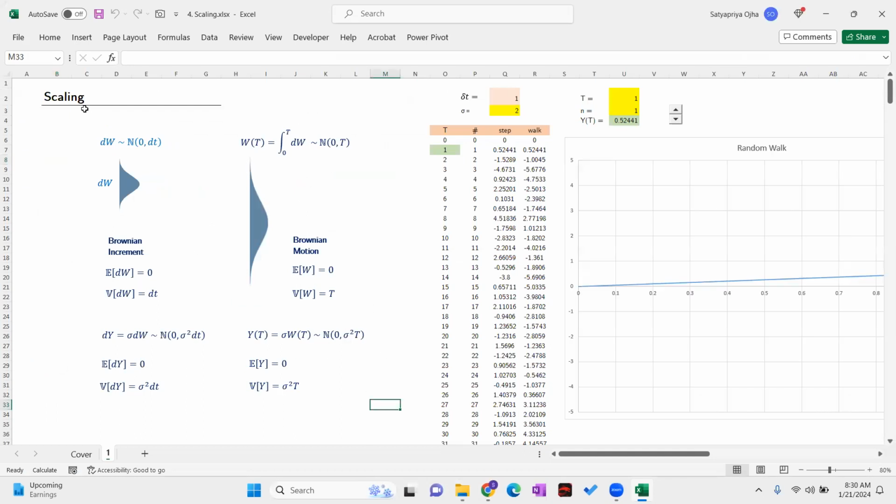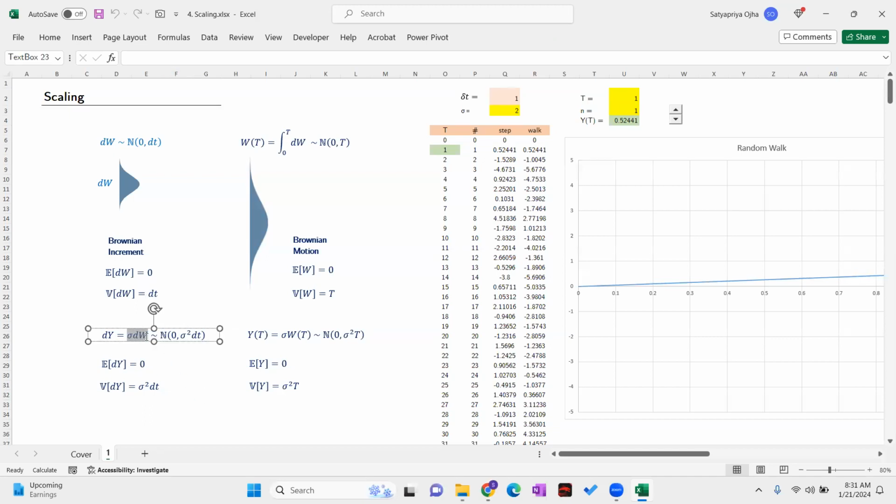The first tweak that I will do to Brownian motion is scaling, right? This is the Brownian motion that we discussed, standard Brownian motion actually. Now you define a new process Y. That is our process of interest that we want to model, which is just a scaled version of standard Brownian motion, sigma times dW. So each step becomes sigma times the Brownian increment.